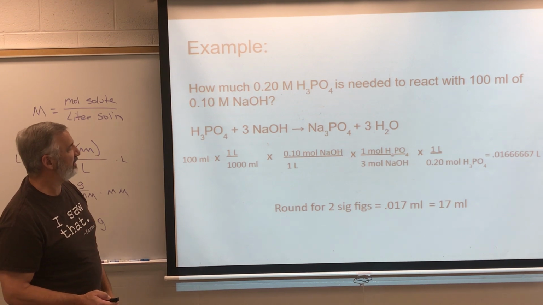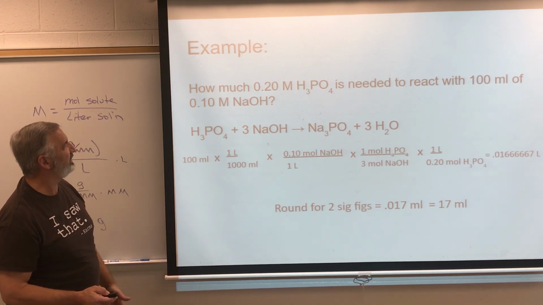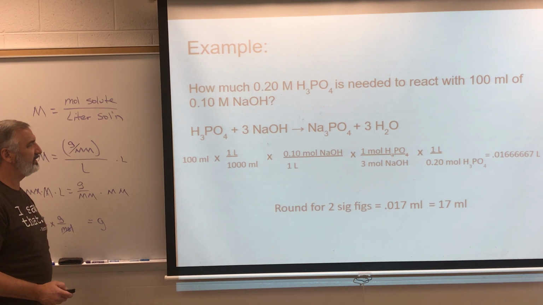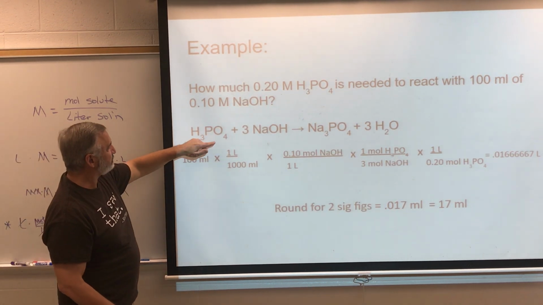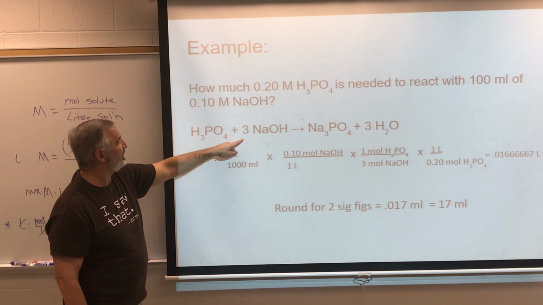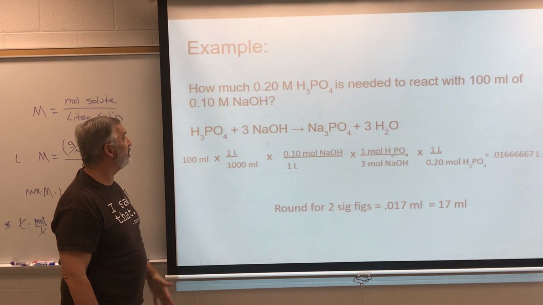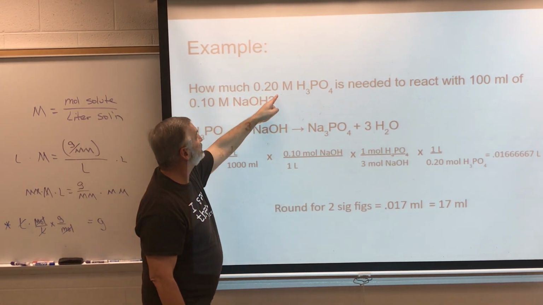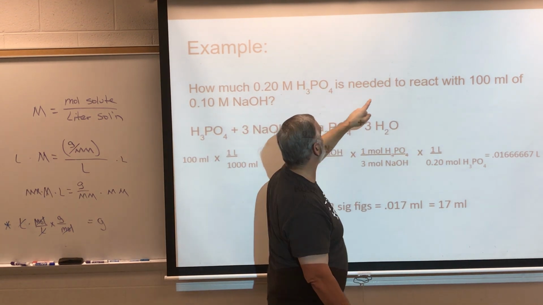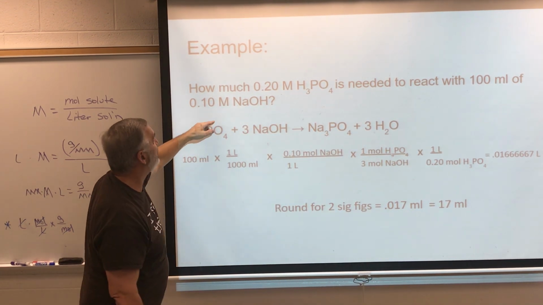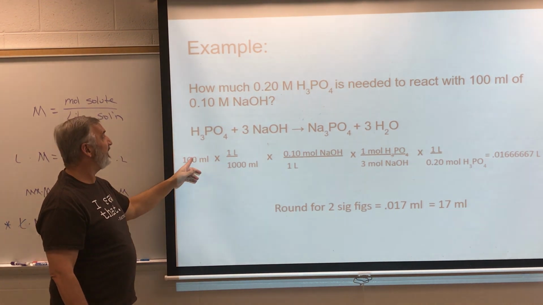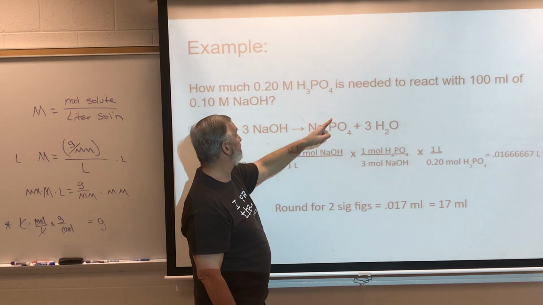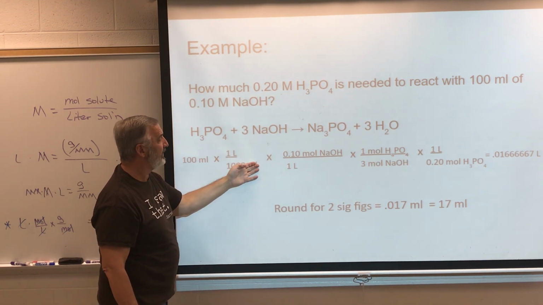Well, this one just has it all worked out right there for you. But here's another example. H3PO4 plus 3 NaOH. Here's my balanced equation. How much 0.2 molar H3PO4 is needed to react with 100 milliliters of 0.1 molar NaOH? So this time it's molarity and molarity. So again, I change my 100 milliliters to liters, 0.1.